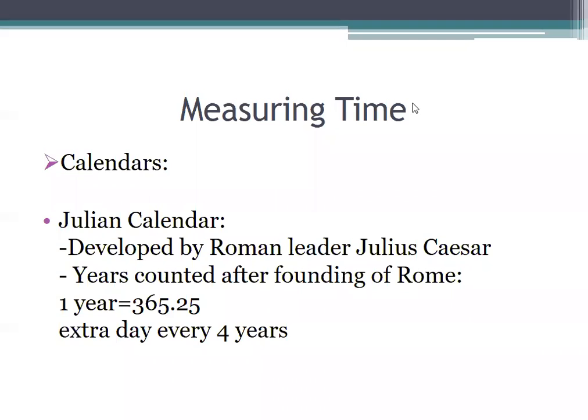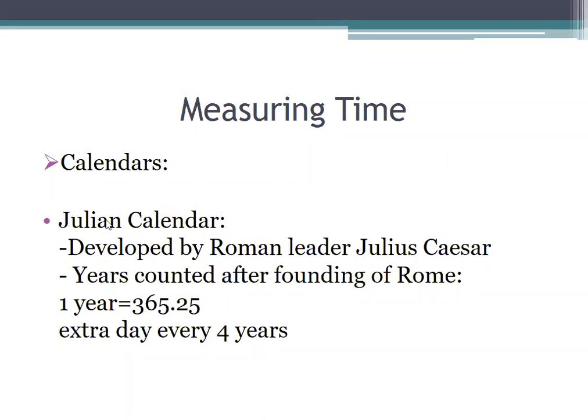Okay. We use calendars when we want to spot a specific event, a specific date. When we're talking about days, weeks, or months, we use a calendar then. We have two types of calendars, the Julian calendar and the Gregorian calendar.